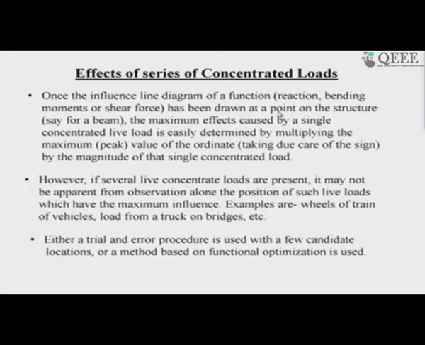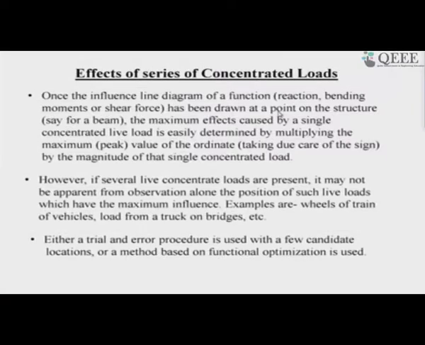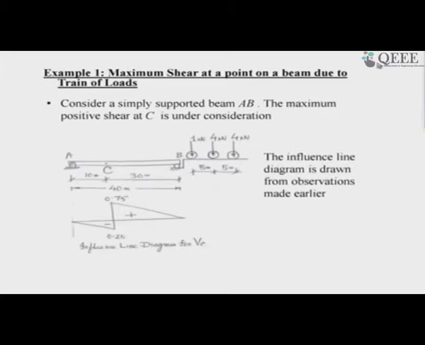Examples are the wheels of a train or vehicles, load from a truck on bridges. One thing is clear, that the distance between 2 loads is mostly fixed, almost always it is fixed. So, a train has wheels, and the distance between 2 wheels or multiple wheels is actually constant. That's one point to be noted, but they can be placed anywhere. Now, either a trial and error procedure is used with a few candidate locations, or a method based on functional optimization is used. Now, the thing is that I have multiple loads, probably an example, and we will start.